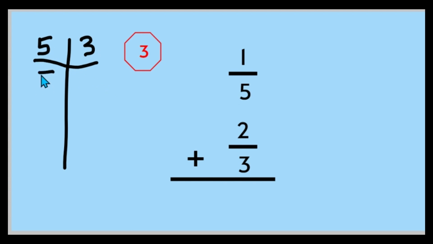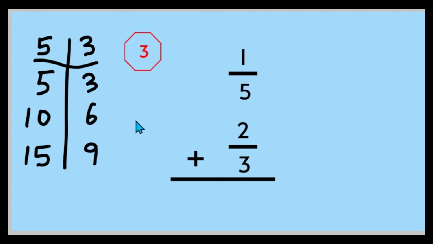1 times 5 is 5. 2 times 5 is 10. 3 times 5 is 15. Okay. Now, 1 times 3 is 3. 2 times 3 is 6. 3 times 3 is 9. So after doing 3, I take a look. None of them match. Interesting. So let's keep going.